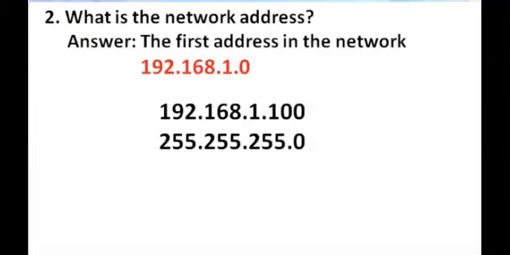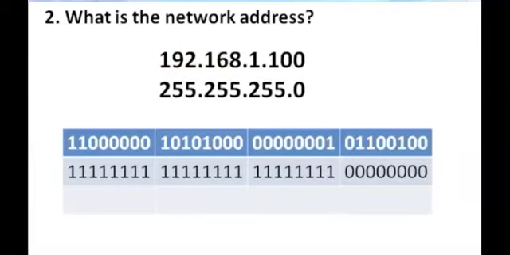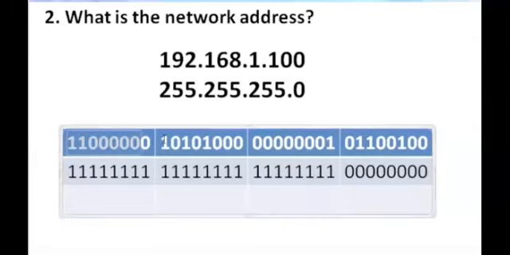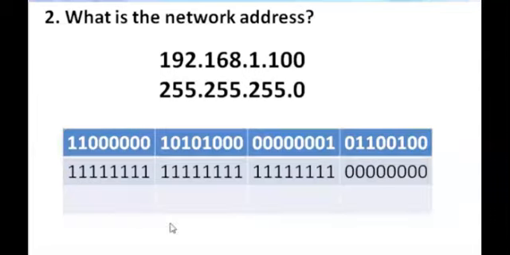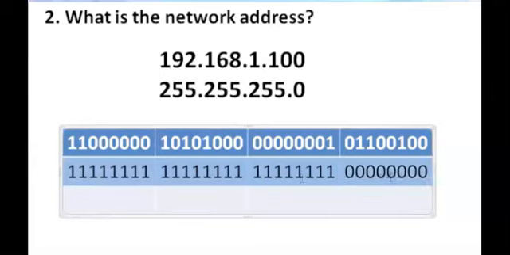But let's look at it from the perspective of the computer, or for that matter, the router. How does the router know that 192.168.1.100 with this subnet mask has a network address of 1.0? To do this, we take the IP address and the subnet mask and we convert them first to binary. So you can see in this table, I have the IP address 192.168.1.100 here on the upper row, converted to binary. The subnet mask 255.255.255.0 is converted to binary on the lower row.